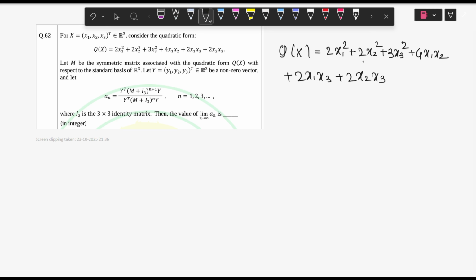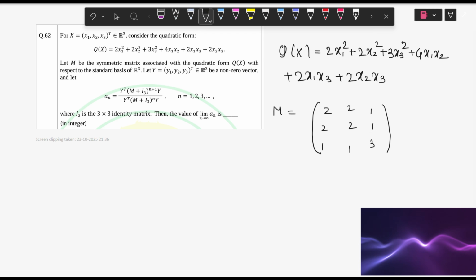So if we calculate the matrix M associated with this quadratic form, M क्या होगा? M एक 3x3 order का matrix होगा जिसके diagonal में आएगा 2, 2, 3. ठीक है ना? इस साइड में आएगा 2, इस साइड में भी आएगा 2, इसमें 1, इसमें 1, इसमें 1, this is again 1. So this is the matrix M.